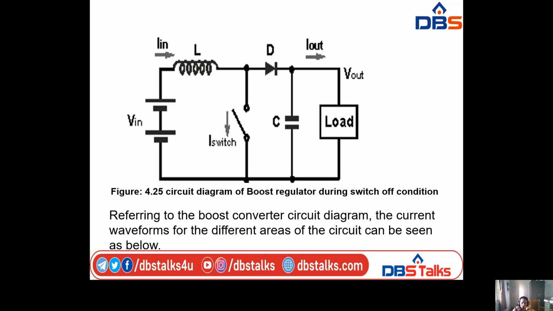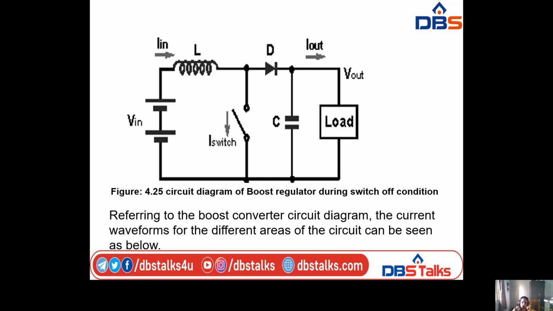Whenever the switch is on, the inductor current is connected to ground, the diode does not conduct, and there is no current flowing through the load. Whenever the switch is in the off state, the inductor current flows through the diode and load. So in the switch off state only, the current flows, and the current is equal to (Vout minus Vin) by L.